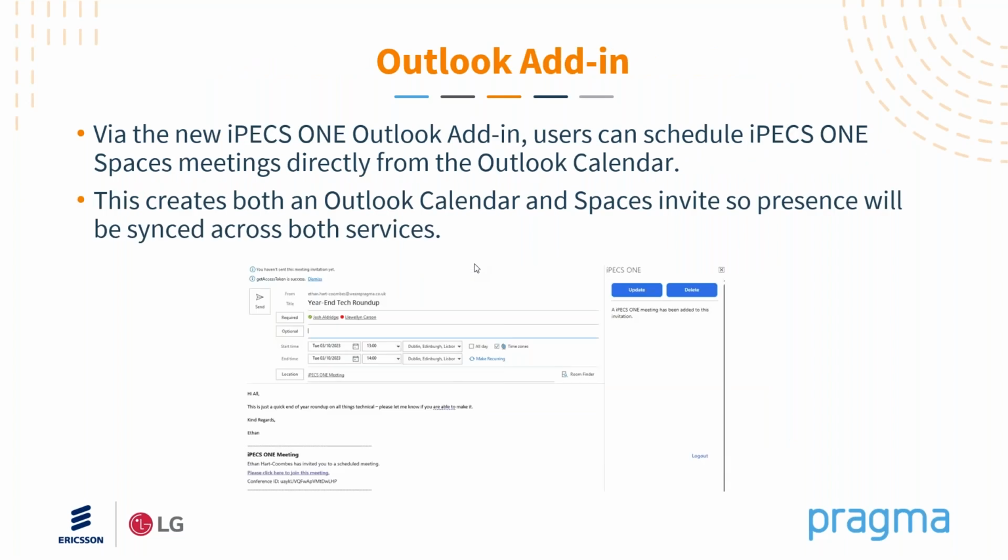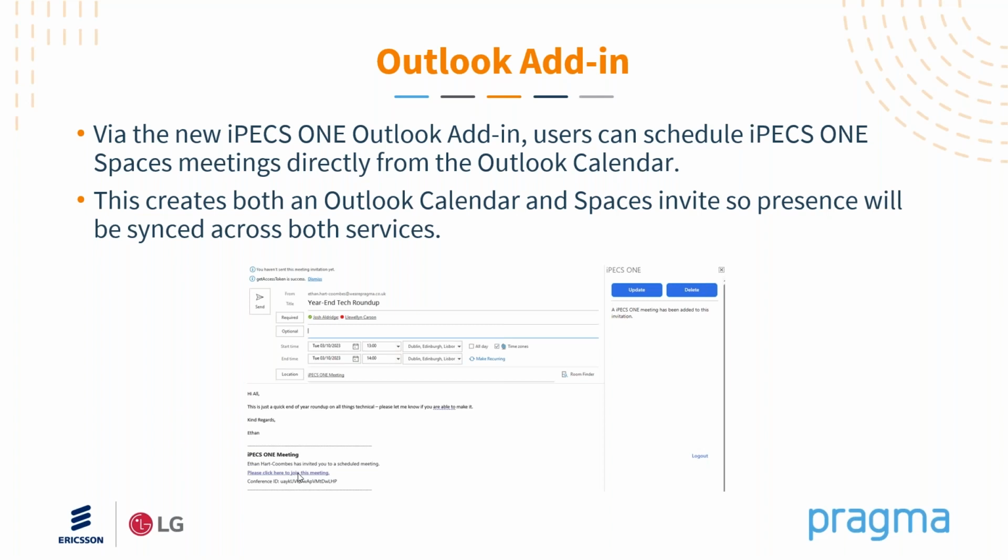One last bit on the iPECS 1 Microsoft integration. If you're using iPECS 1 collaboration, the highest level of license that enables iPECS 1 Spaces, what you'll be able to do within Outlook Calendar is add an iPECS 1 meeting. Like you can add a Teams meeting, you will have a button for add iPECS 1 meeting. That will schedule a Spaces meeting if you're an iPECS 1 Spaces user.